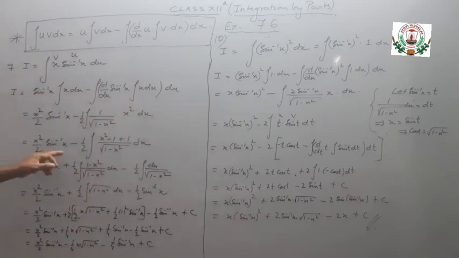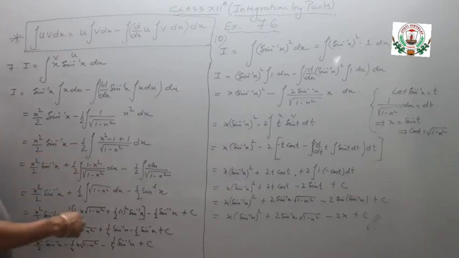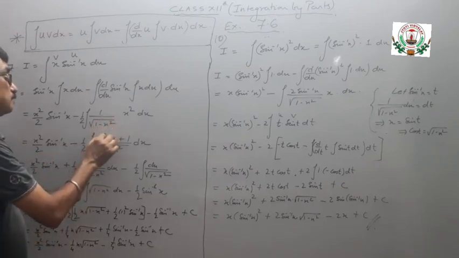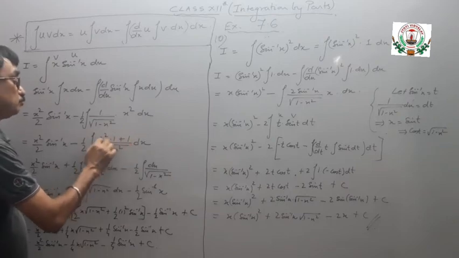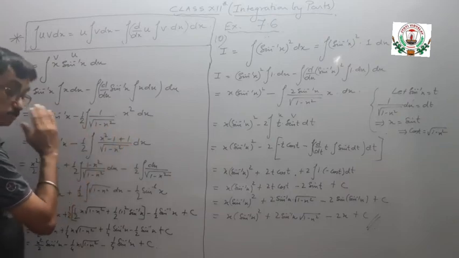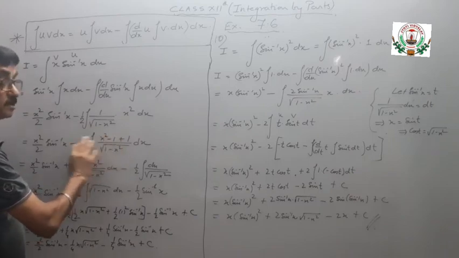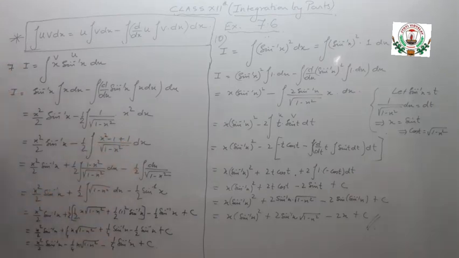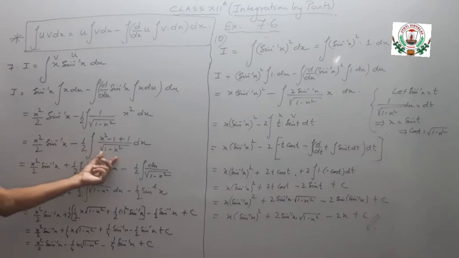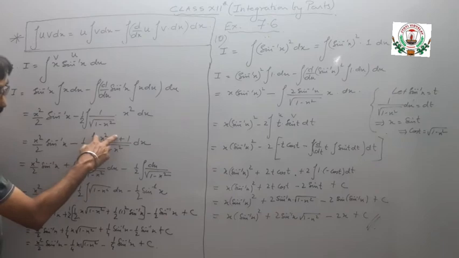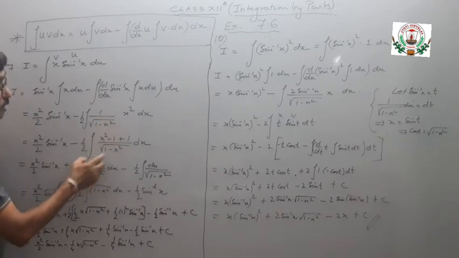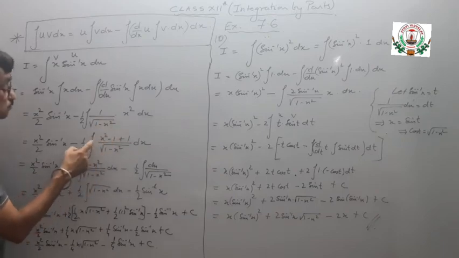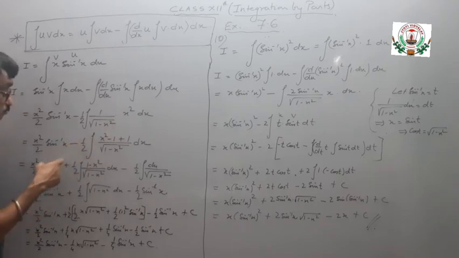X square sin inverse x minus 1 by 2. Now here it is adding minus 1 and plus 1 both sides. We can split them and break it into separate parts. Okay? X square sin inverse x plus 1. Why did I make 1 by 2? Because this I can't change into x square minus 1 because there is a square root sign. But this x square minus 1 can be written as 1 minus x square, minus of 1 minus x square, that's why that minus becomes plus.